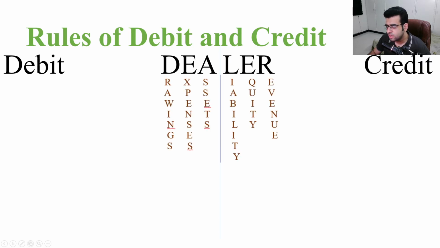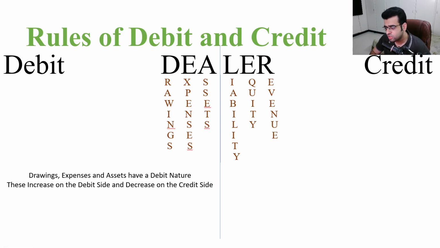The full terms are here: drawings, expenses, assets. These increase on the debit and decrease on the credit. And then we have liability, equity or owner's equity and revenue. These increase on the credit and decrease on the debit side. Drawings, expenses and assets have a debit nature. These increase on the debit side and decrease on the credit side. This is shown by these arrows. DR stands for debit and CR stands for credit.